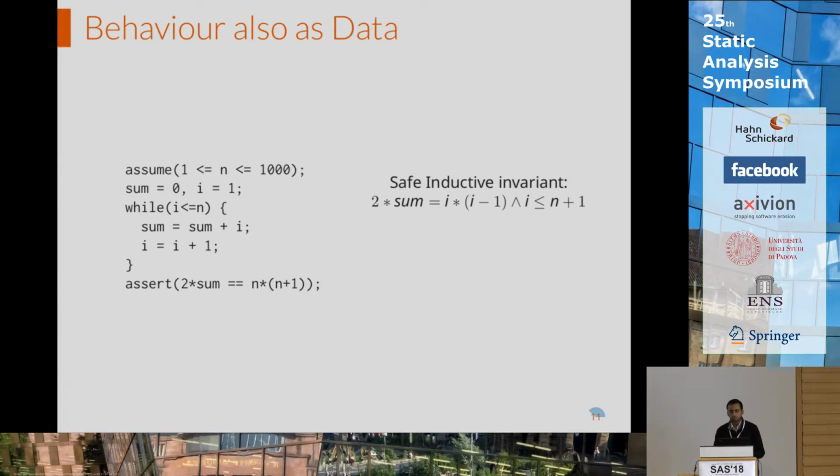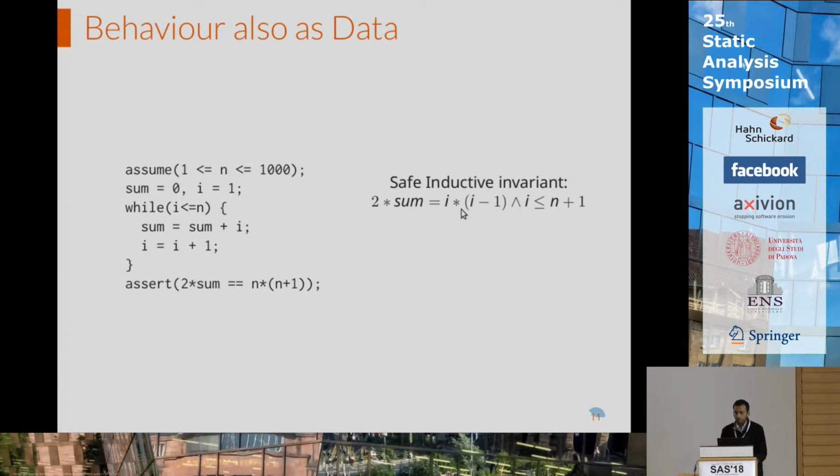Consider this program, which computes the sum of the first n natural numbers. One can see that this program is safe because of the arithmetic fact that 2 times sum is equal to n into n plus 1. So a safe inductive invariant for this program is this particular predicate. However, if you look at the syntax in this code, the second degree monomial i square is missing. One can add a mutation of this, but then again, it is not clear what kind of mutation needs to be added to the grammar.